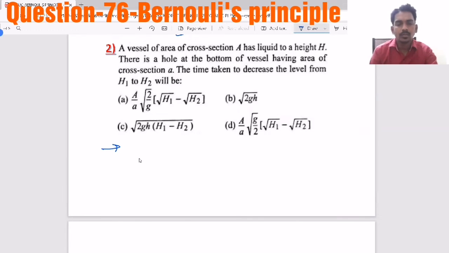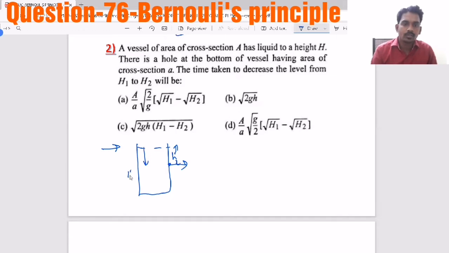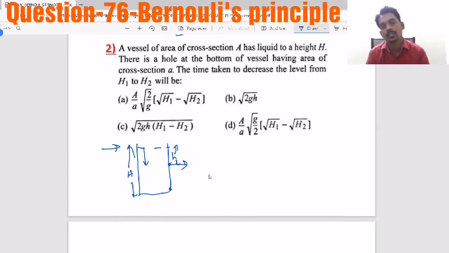See here what we will take is, when you consider the vessel, the liquid is coming out. Now this is the depth H. Now this liquid will go down. Now this is capital H. Now the hole is at the bottom here. So the hole is at the bottom means the capital H value changes from capital H to 0. Height of the liquid changes from capital H initially to finally 0.